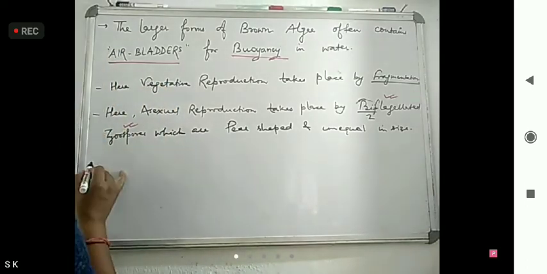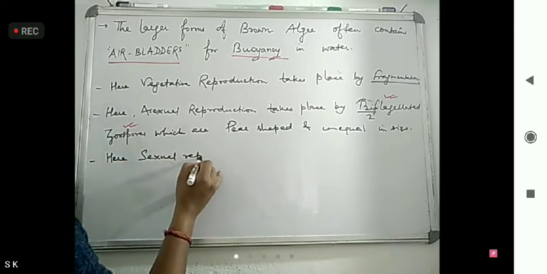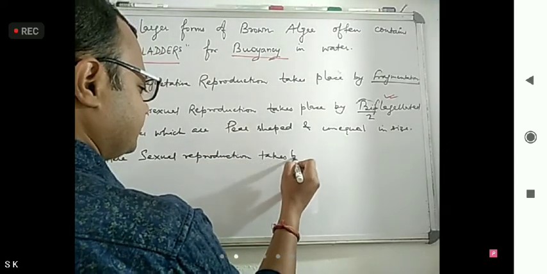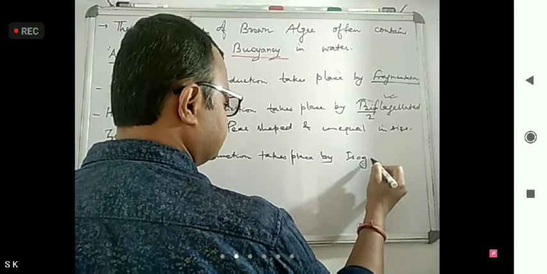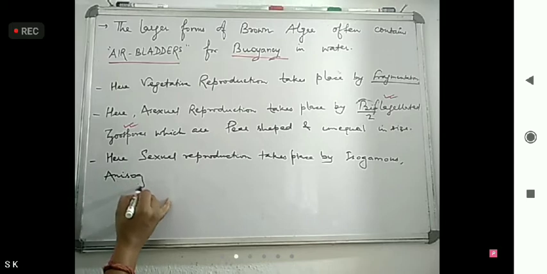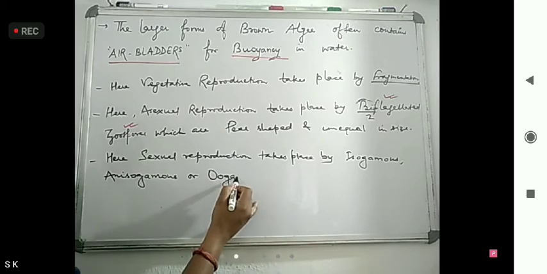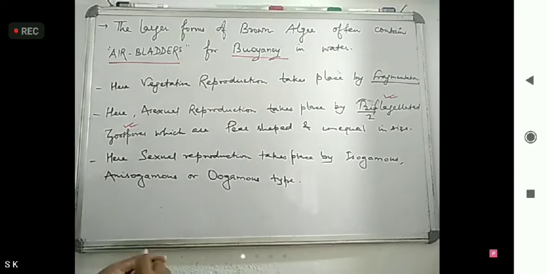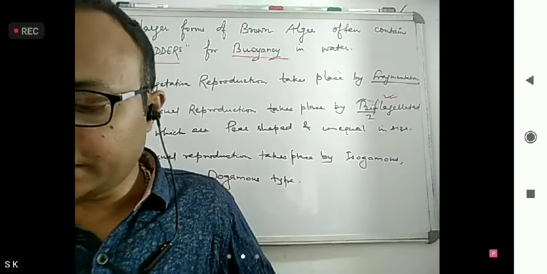Okay. Now, sexual reproduction by all the methods. So here sexual reproduction takes place by isogamous, anisogamous, or oogamous type. Okay, here sexual reproduction takes place by isogamous, anisogamous, or oogamous type.